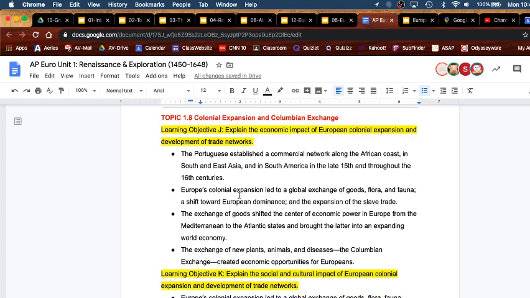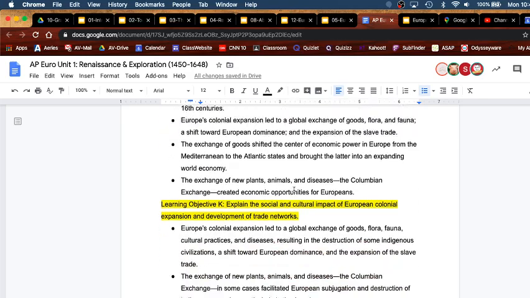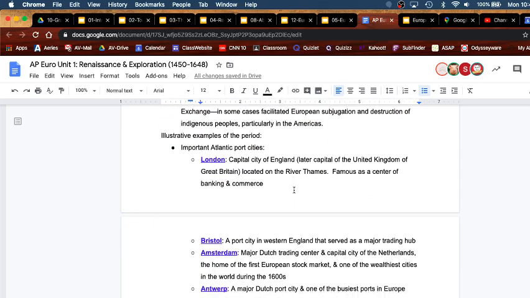Europe's colonial expansion led to a global exchange of goods, flora and fauna, a shift towards European dominance, and the expansion of the slave trade. So what we see here is that Europeans are going to be exchanging goods and services across the globe. And this is also going to expand one of the ugliest chapters of human history, the slave trade. And that is definitely one of the things that we're going to get to.